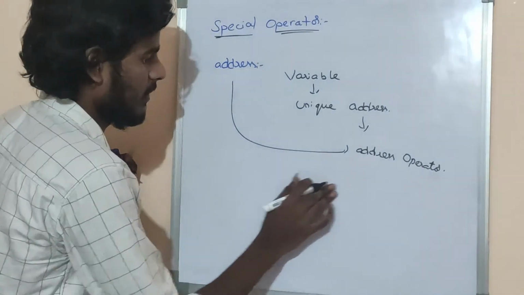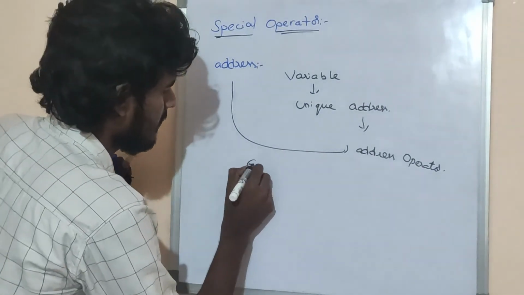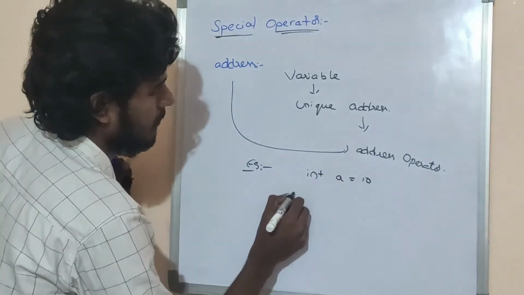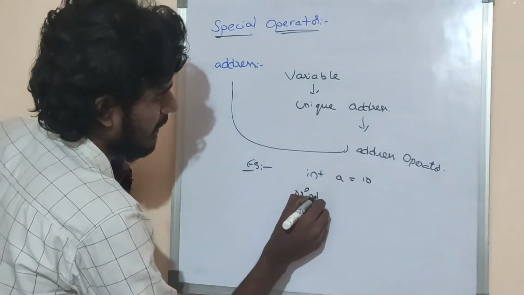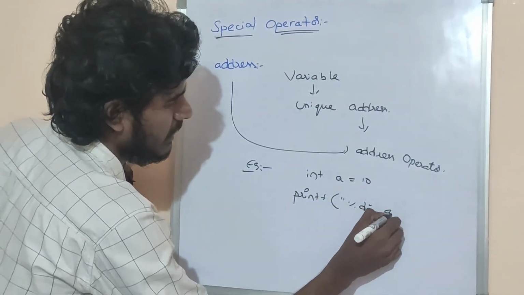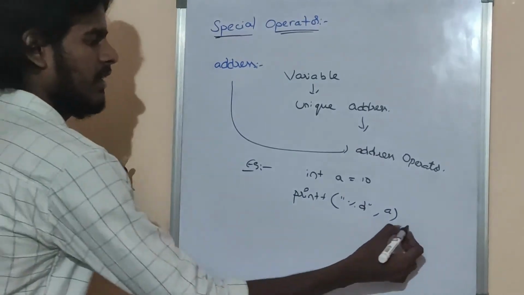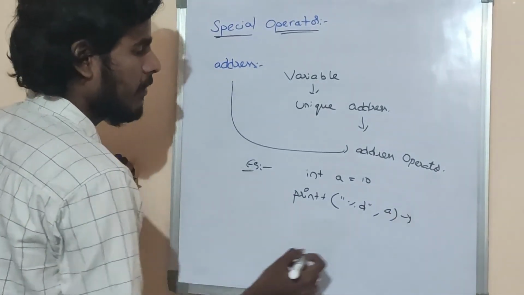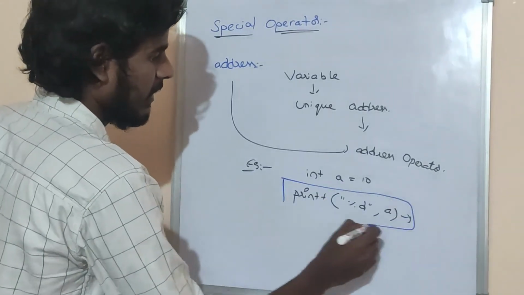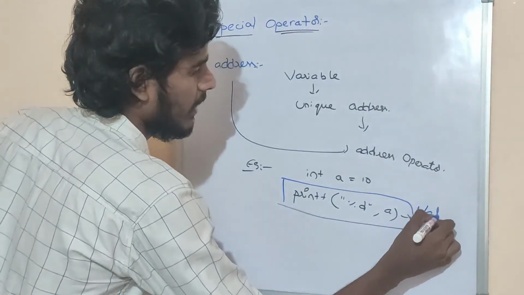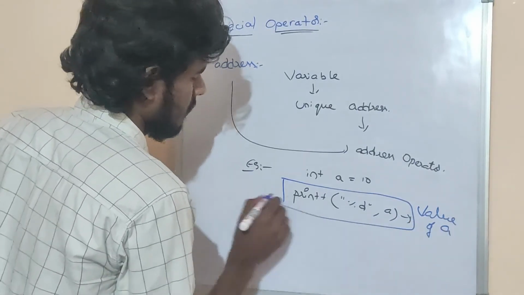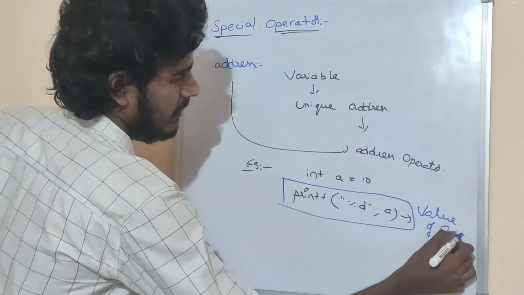Okay, what is the format? Listen carefully, friends. Example, int a is equal to 10. printf %d, then a. Here it will return the value of a. What is the value? 10. So the output here is 10.